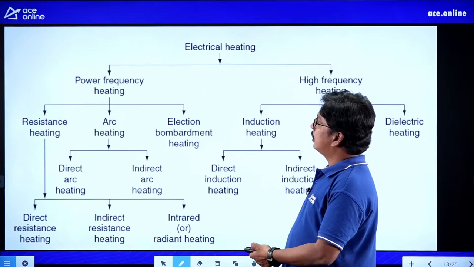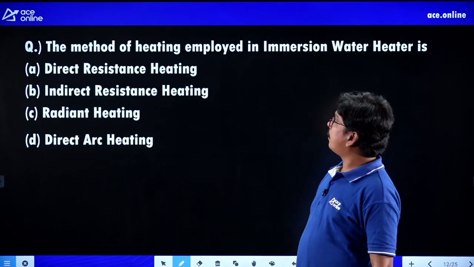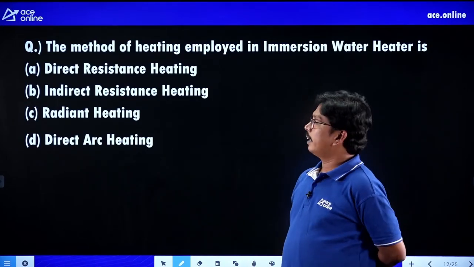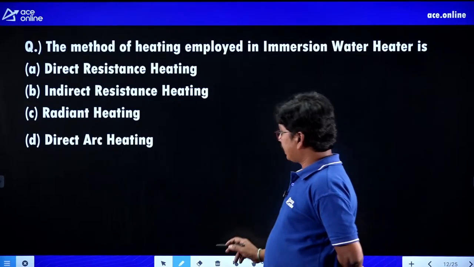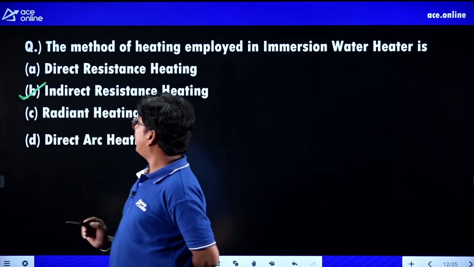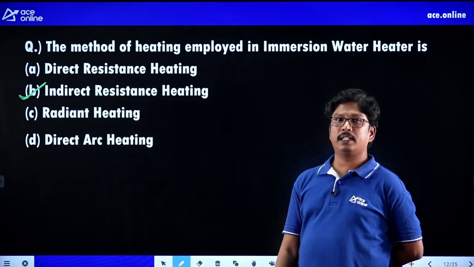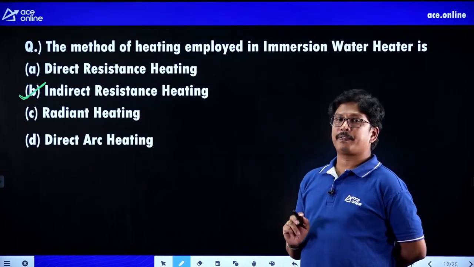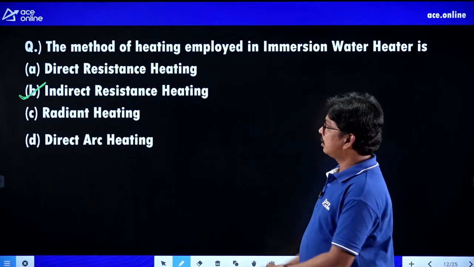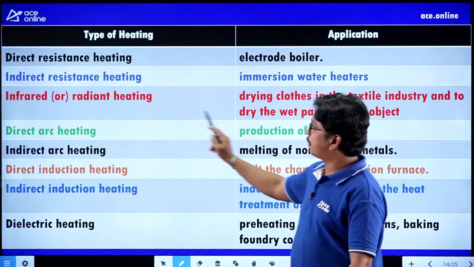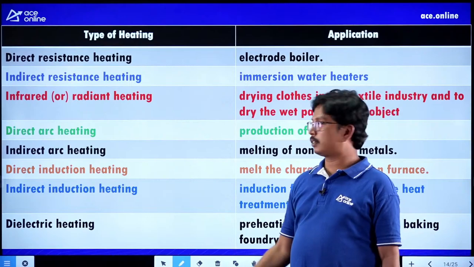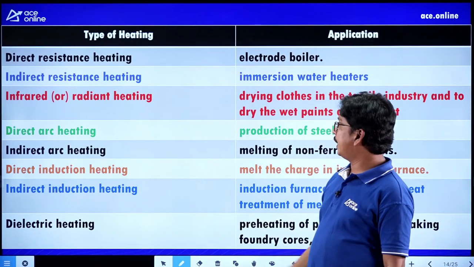Now we have a question here. The method of heating employed in an immersion water heater is what? Indirect resistance heating. Indirect resistance heating is always preferred in immersion water heaters. Now, what is the method used for production of steel? Direct arc heating. And what is the method used for heat treatment of metals? That is indirect induction heating.